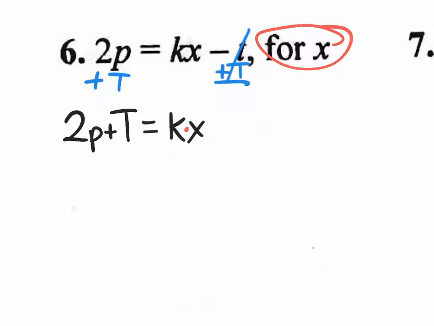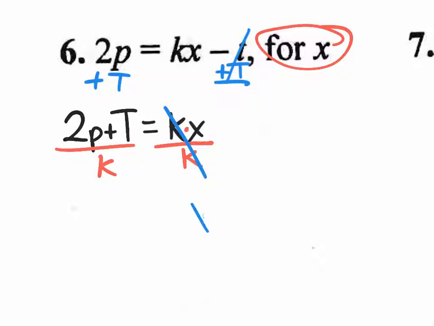So how do I get rid of the multiplication of k? I divide by k, right? Now, if it would have said x plus k, then I would get rid of it by subtracting k. But it's kx. That means x times k. So I need to get rid of that multiplication of k by dividing by k. Now, what you do to one side, you do to the other. So divide the whole thing by k, and you will be done.